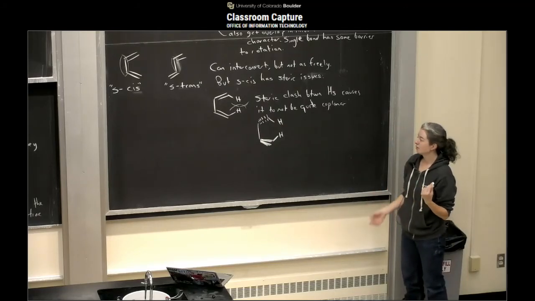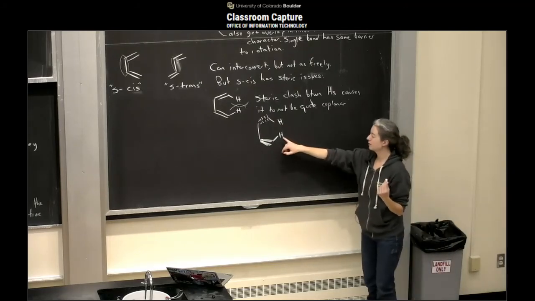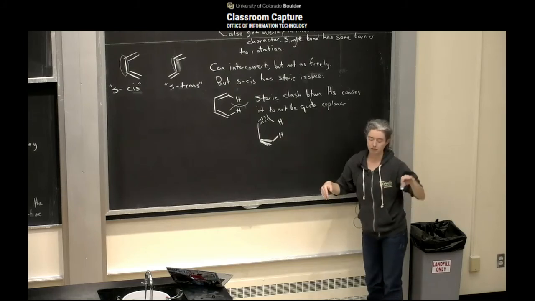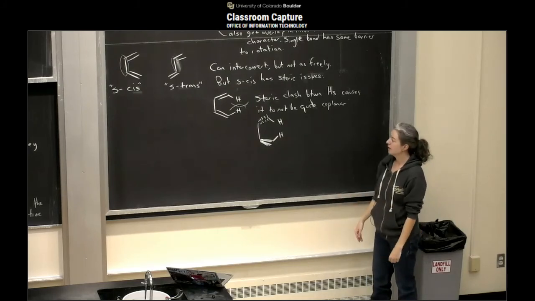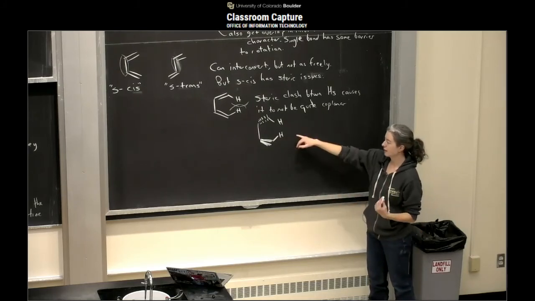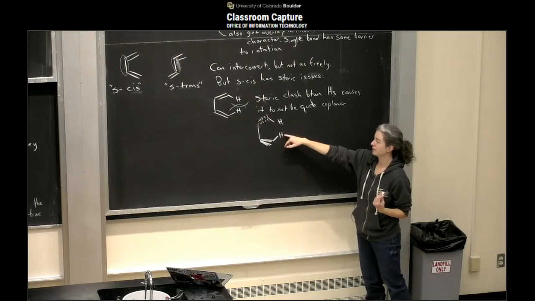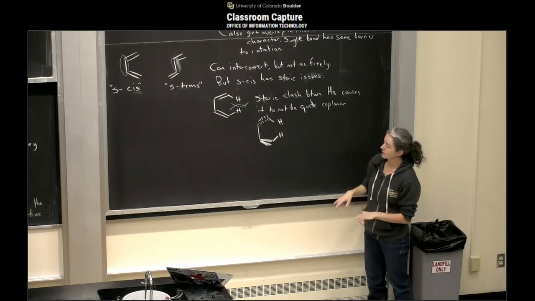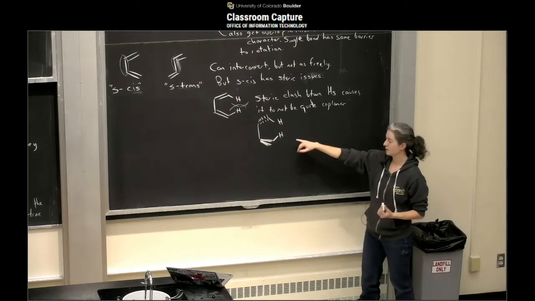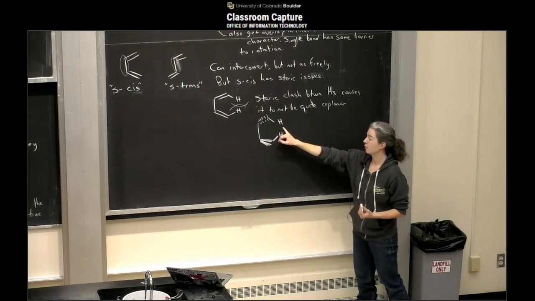All right, so the exact angle that they rotate to depends on where the minimum of the energy curve is. You've got competing effects. Electronics wants it to be all in plane, sterics wants it to be out of plane. And the exact angle that they rotate to depends on how bulky these groups in the middle are here.